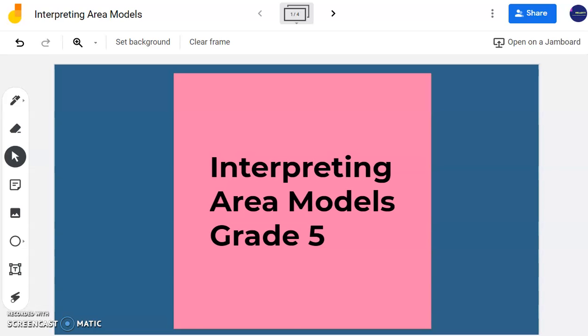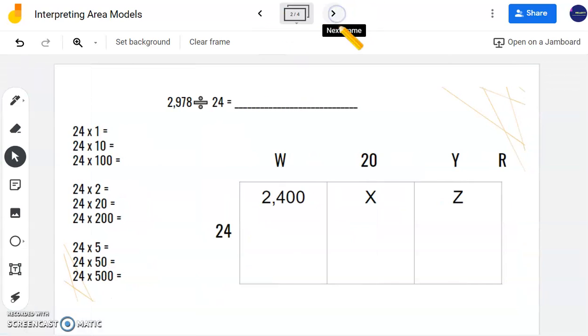Hello, in this video, we are going to interpret area models. In this first problem, we have 2,978 divided by 24. Now I notice we have a double-digit divisor. That means it's going to be much easier to set up an area model to solve this problem because of this double-digit divisor.